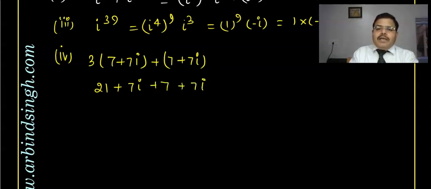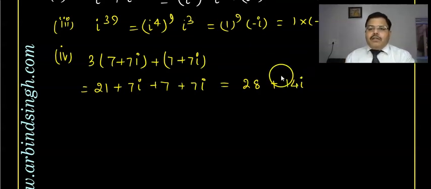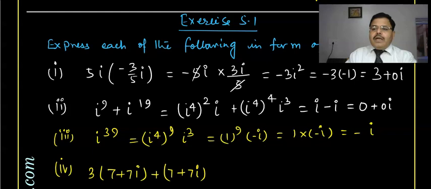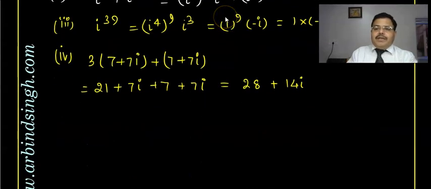7 and 21 are real numbers, so they can be added. 21 plus 7 is 28. 7 iota plus 7 iota is 14 iota. And that is in the form a plus iota b. Also, this can be written in the form of iota b. That is, 3 can be written as 3 plus 0 iota, and that can be written as 0 minus iota. Minus iota can be written as 0 minus iota, even if you write it like this. So the real part is 0 and the imaginary part is, because we have to write in the form a plus iota b.